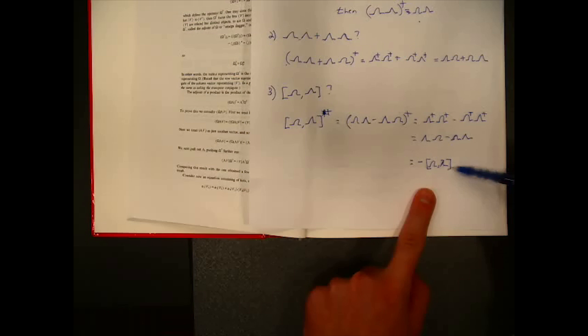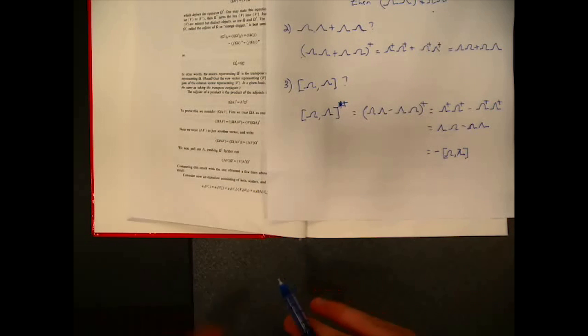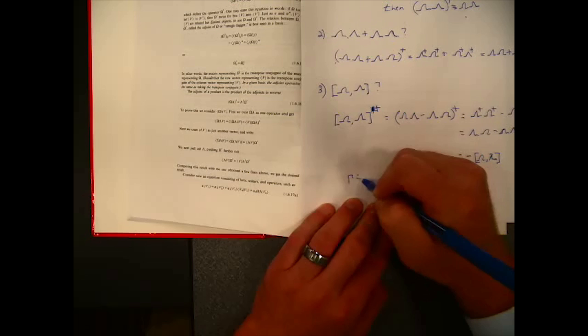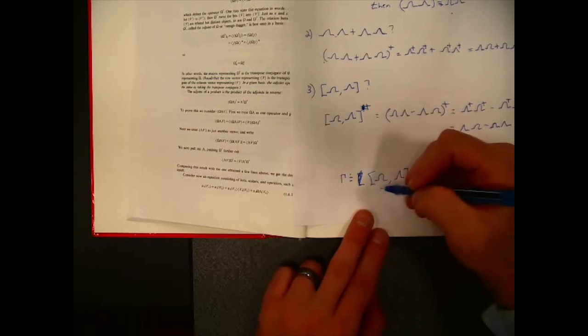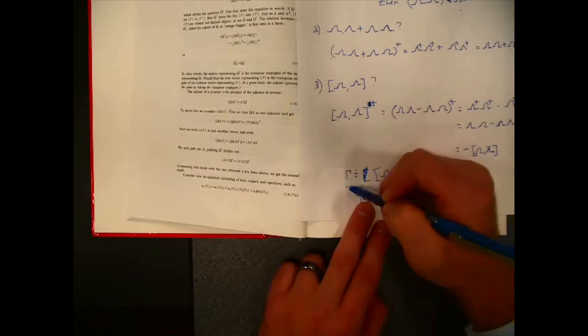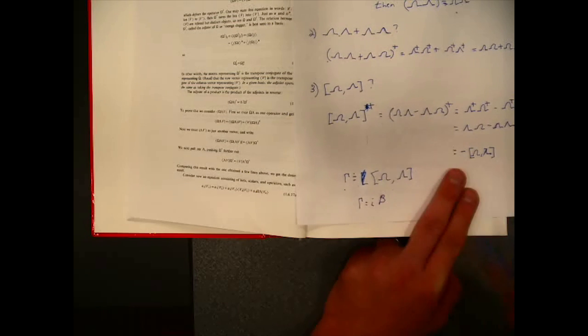Okay, remember how we said that Hermitian and anti-Hermitian operators were like the real and the imaginary numbers? If you have some number, and you take the complex conjugate of it, and it's equal to minus that number, it has to be purely imaginary. So if we imagine that some operator gamma is equal to the commutator, then gamma is purely imaginary, equal to i times B, where B is some real operator, because it is equal to minus its adjoint.